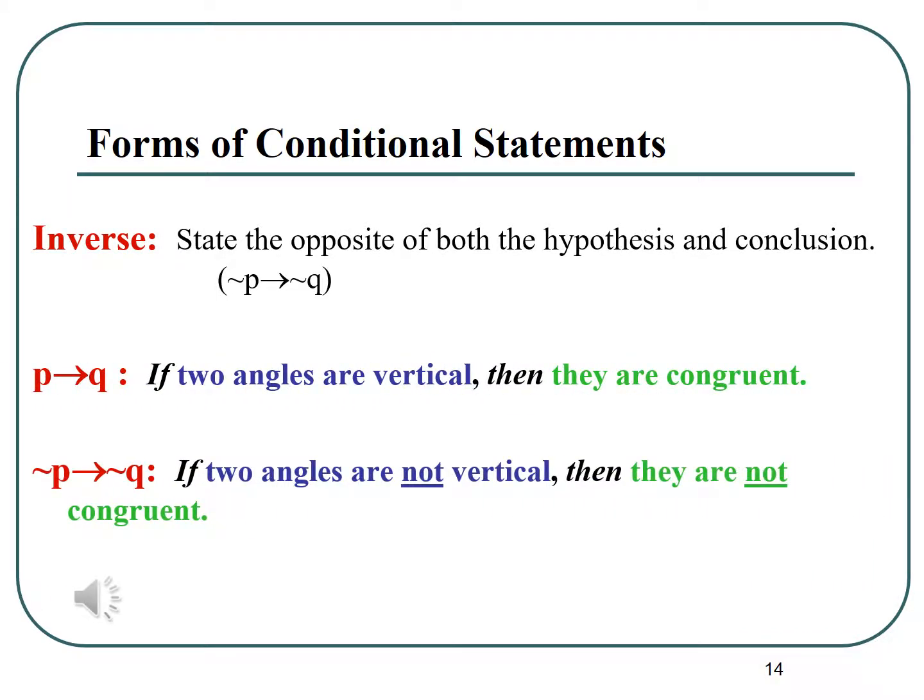The next form of a conditional statement is the inverse. With the inverse, you state the opposite of both the hypothesis and the conclusion. So we use our little squiggly or not sign. So using again, if two angles are vertical, then they are congruent. If we were to write this statement as its inverse, it would be if two angles are not vertical, then they are not congruent. Now again, you could have two angles that are not vertical, perhaps they're two adjacent 90-degree angles, but they would still be congruent. So in this case, the inverse would be false.